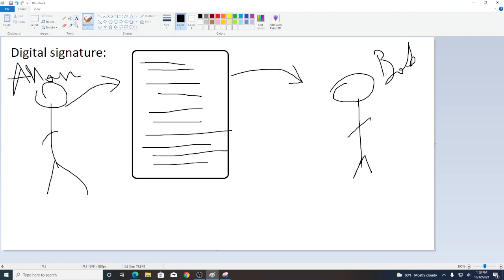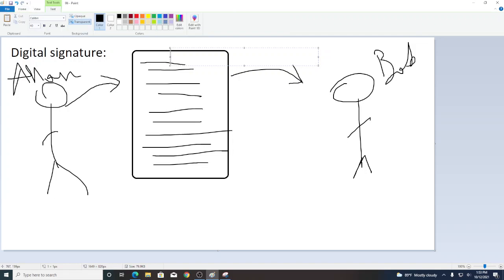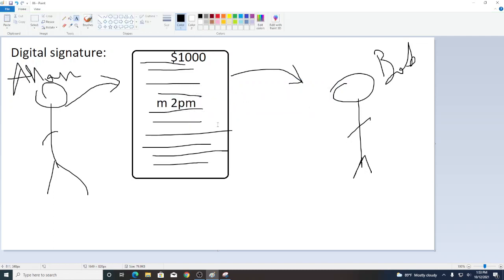So maybe I'm sending some information here. I'm going to pay you $1,000 if you meet me at 2 p.m. somewhere here. This is the information. But let's say there is a competing company. I want to have a meeting to discuss some very important business. We can make millions of dollars together. And there is another guy who wants to instead do business with Bob. He doesn't want me to do business with Bob. He wants to do business with Bob himself.